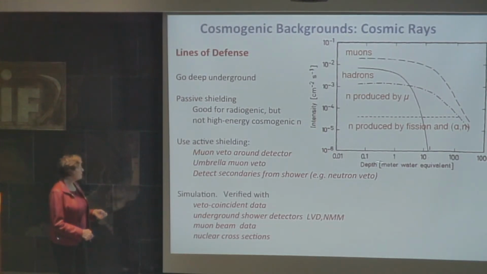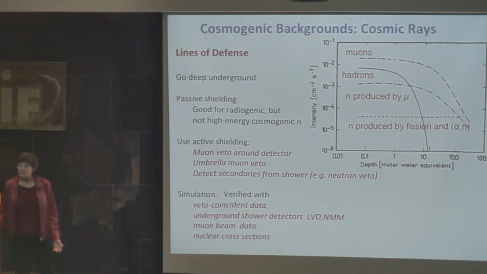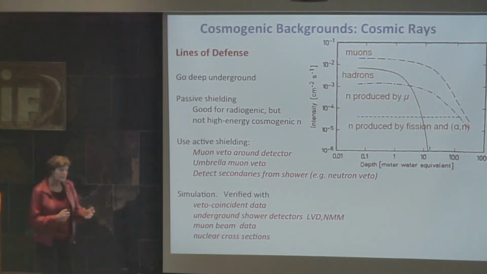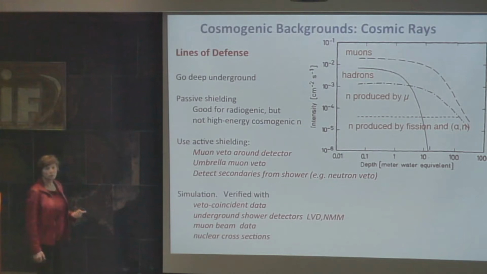If you're not deep enough, you might put a muon veto around your detector so that you can tag those muons that are making the dangerous neutrons. And they're dangerous. Neutrons are dangerous for most dark matter experiments because they look like nuclear recoils. We can often figure out a way around understanding the difference between an electron recoil and a nuclear recoil, but it's very hard to tell the difference between a neutron and a WIMP interaction on an event-by-event basis.